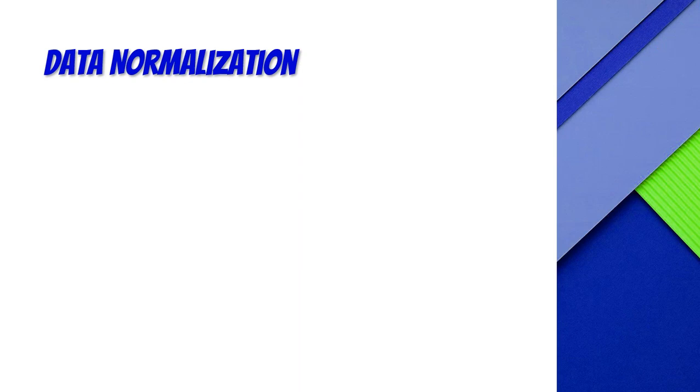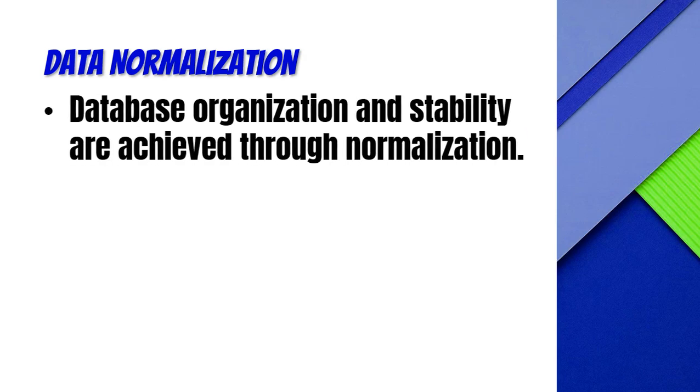For the first one, we have our definition, which came from what I put in your module. It says here, database organization and stability are achieved through data normalization. Which means, once you perform data normalization, you are making your database system more organized and stable. Okay? Because data normalization focuses on the organization and, of course, the stability of our database system. So we perform it so that our database system becomes organized and stable, and so that it is efficient and effective to use.